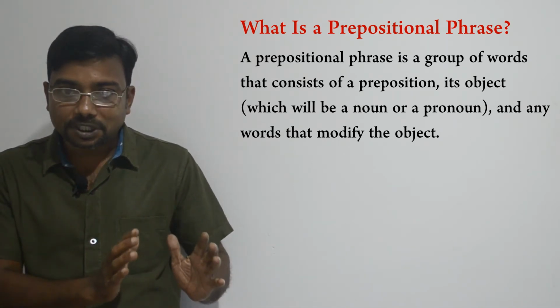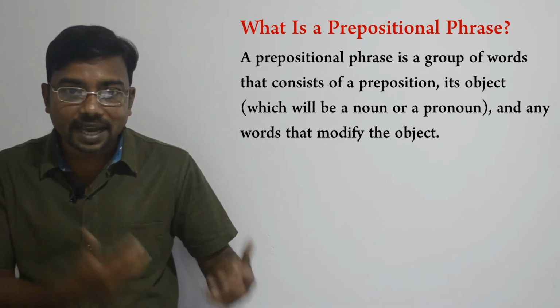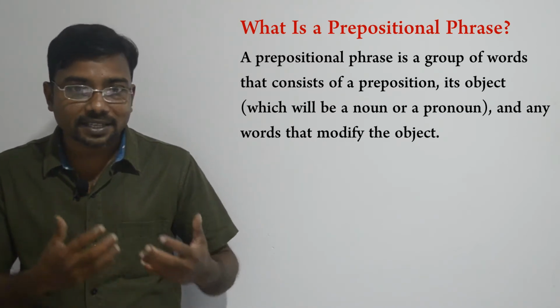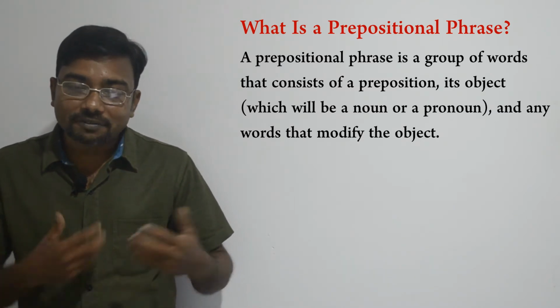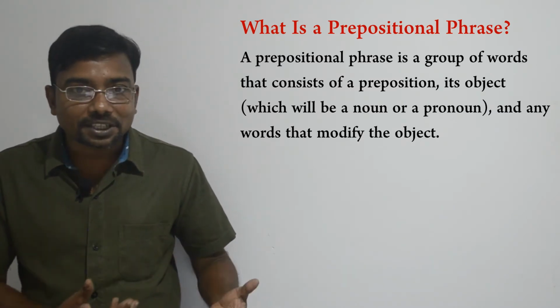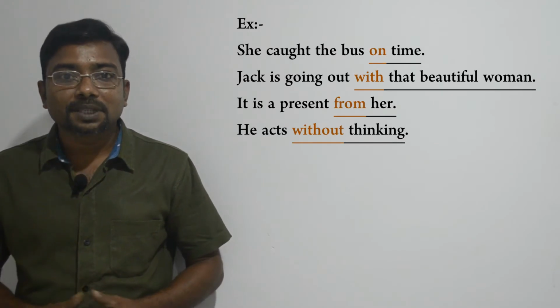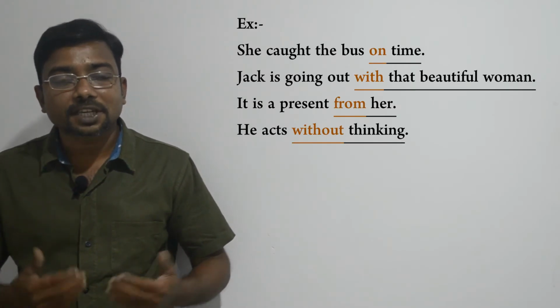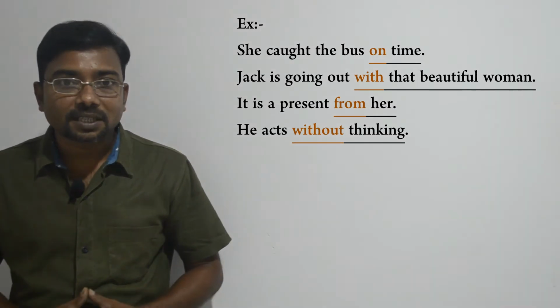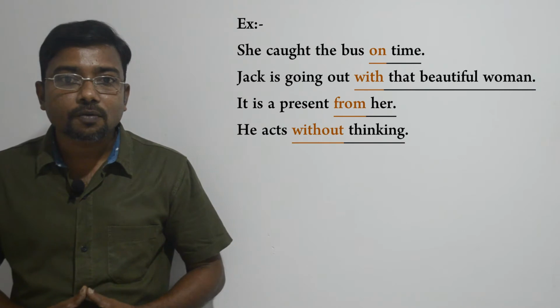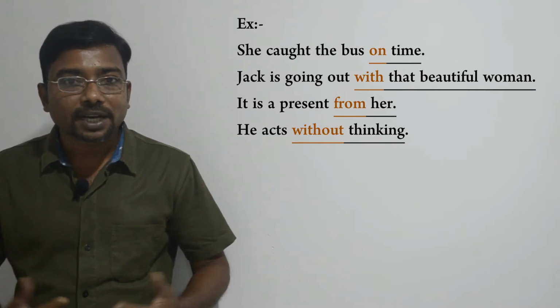Between the preposition and the object of the preposition, we can use some words to modify that object. We call them modifiers. A modifier can be an adjective, a determiner or an article. Okay everyone, let's look at some examples to identify prepositional phrases and their elements. Look at these examples. She caught the bus on time. Jack is going out with that beautiful woman. It's a parcel from her. He acts without thinking.